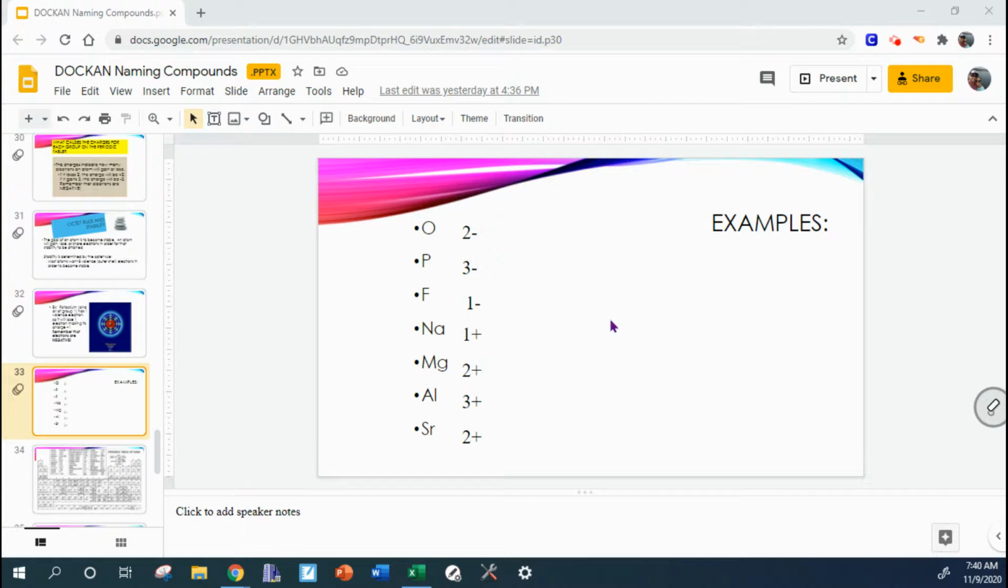So if we want to go ahead and look at some more ions, oxide forms a 2 minus. Phosphide forms a 3 minus. Fluoride has a 1 minus. And then sodium, magnesium, aluminum is a 1 plus, 2 plus, 3 plus. That's according to the groups.